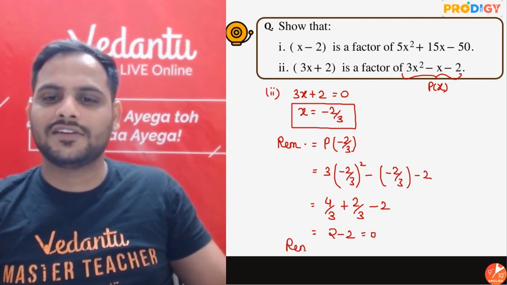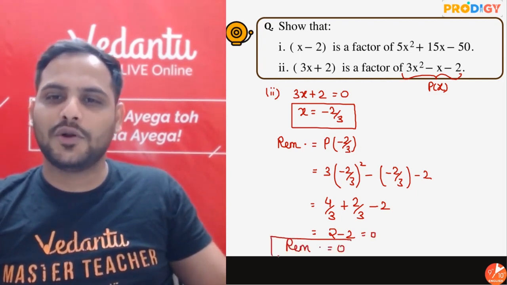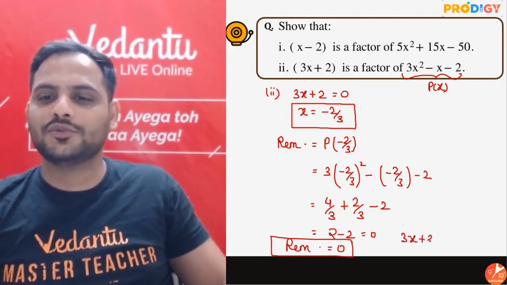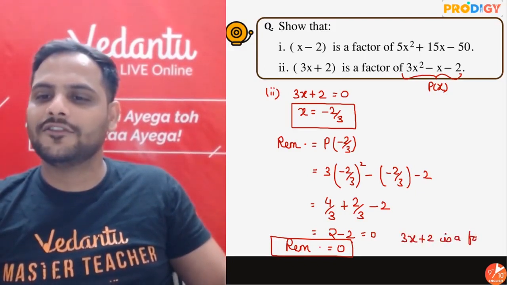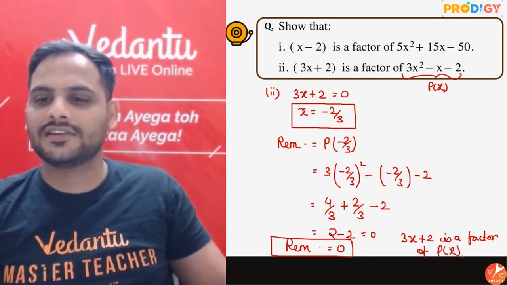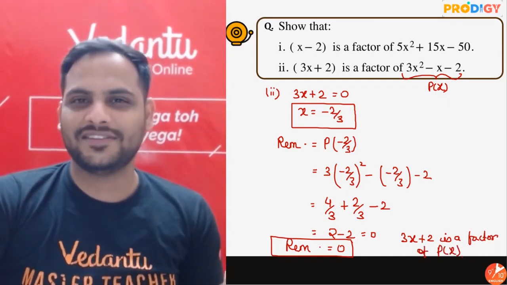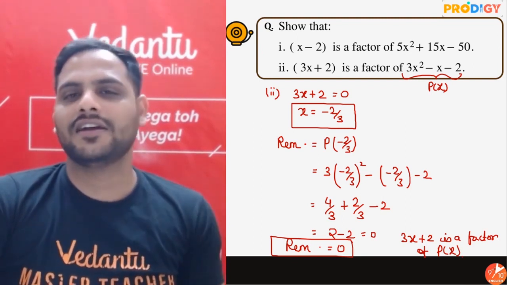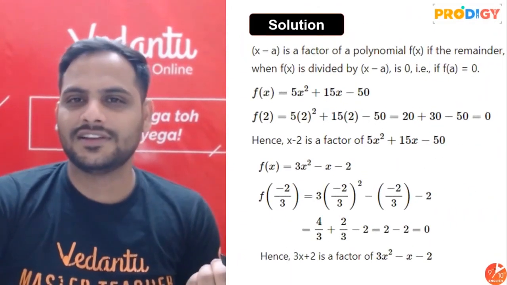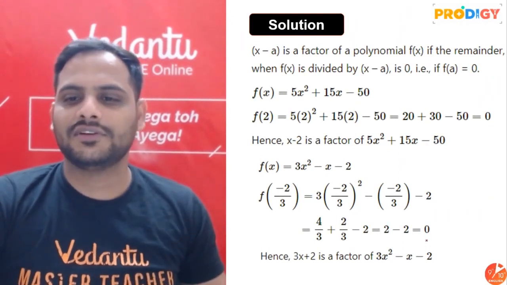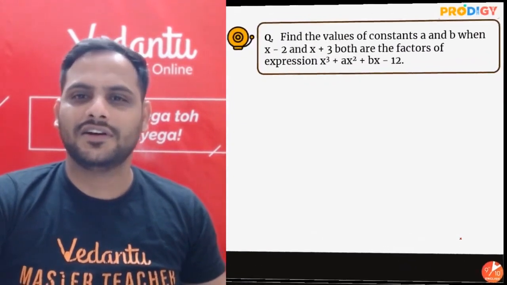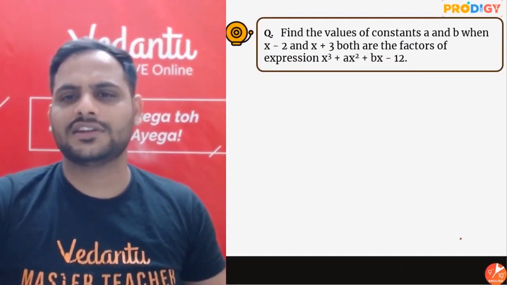So I can say, since remainder is equal to 0, we can say 3x plus 2 is a factor of p of x. Right? As simple as that. Remainder is 0. The divisor is a factor of the dividend. So 3x plus 2 is a factor, nothing else. Alright, the first one also you will find remainder 0. You'll say it is a factor, nothing else. Alright, easy question. Let's look at the next part.